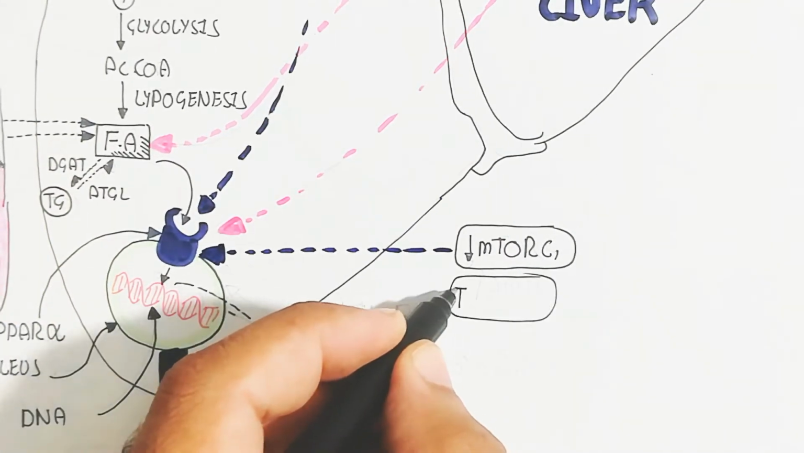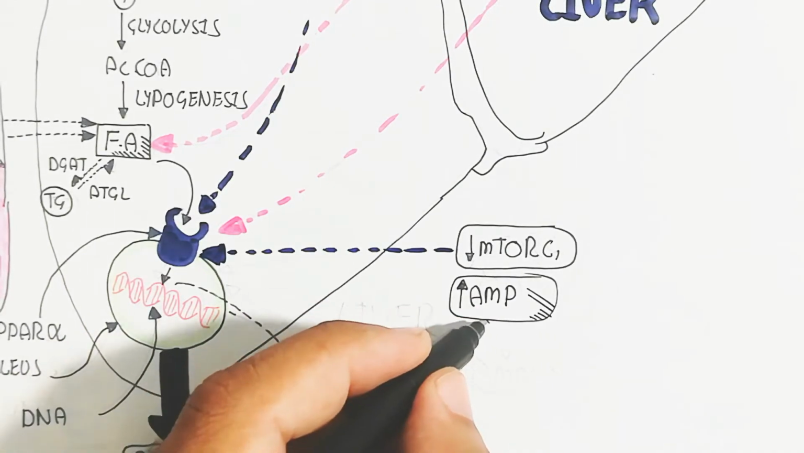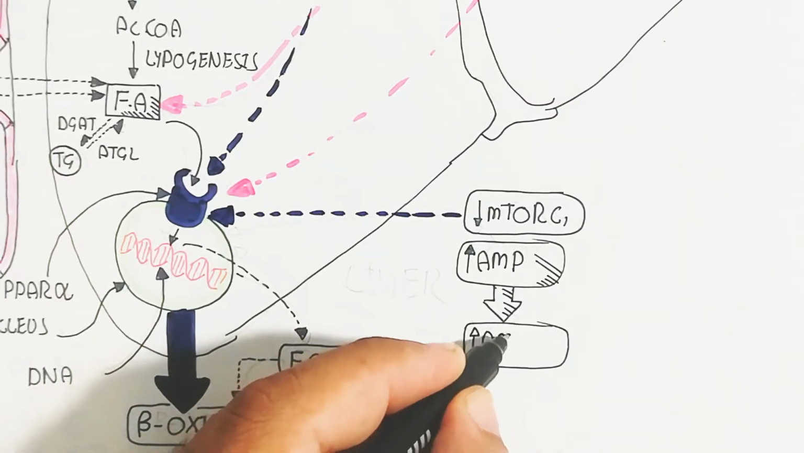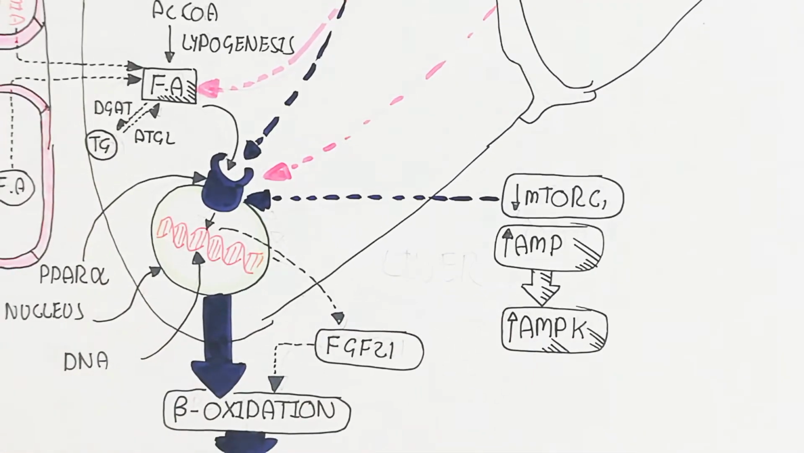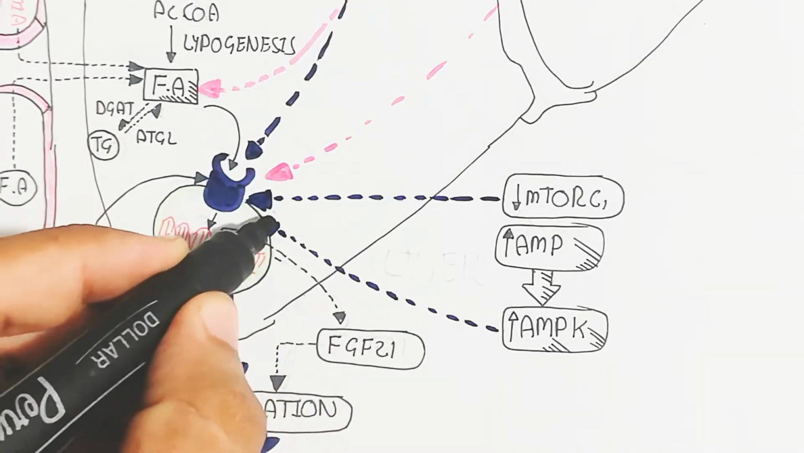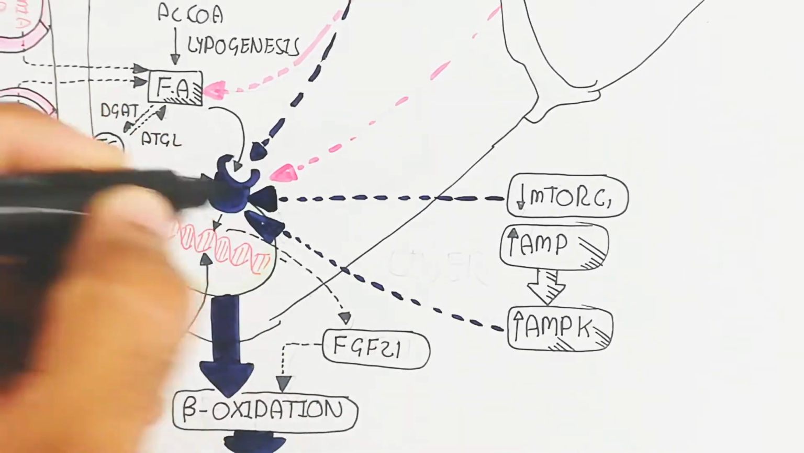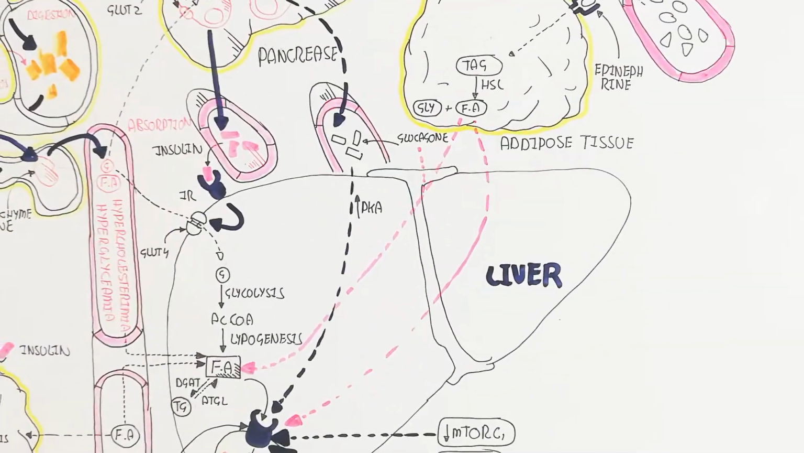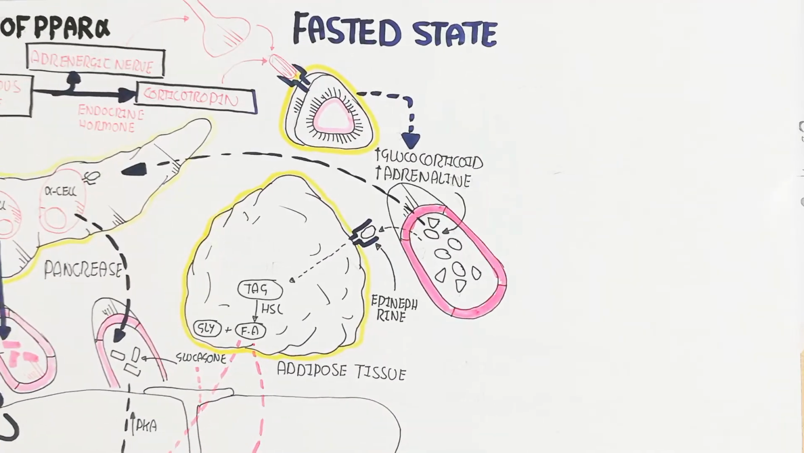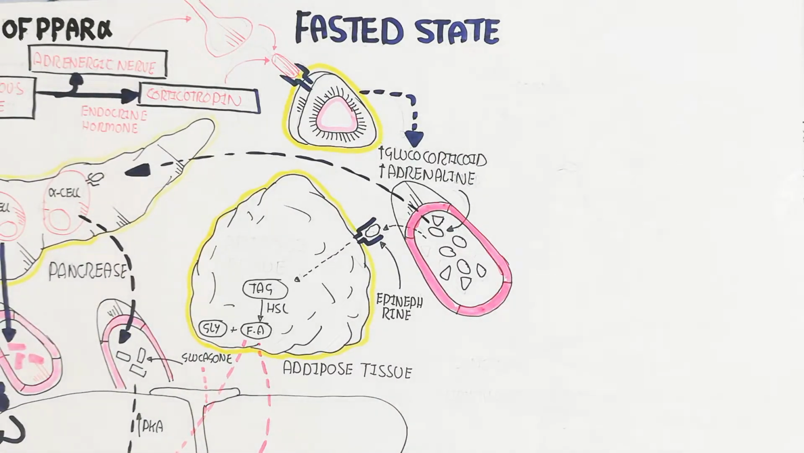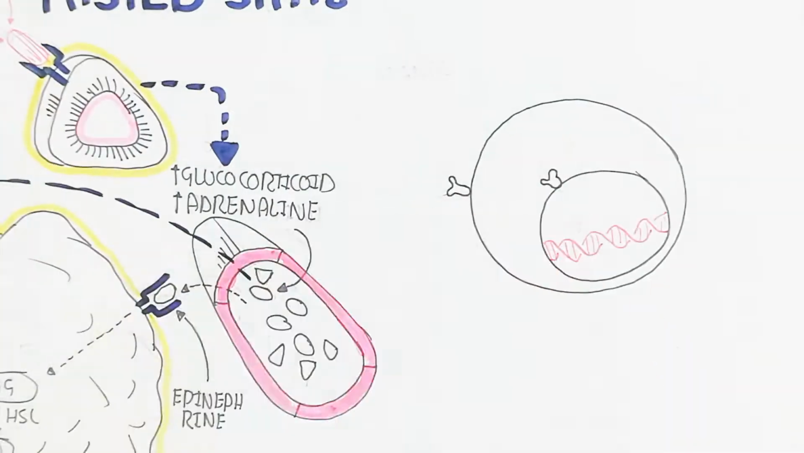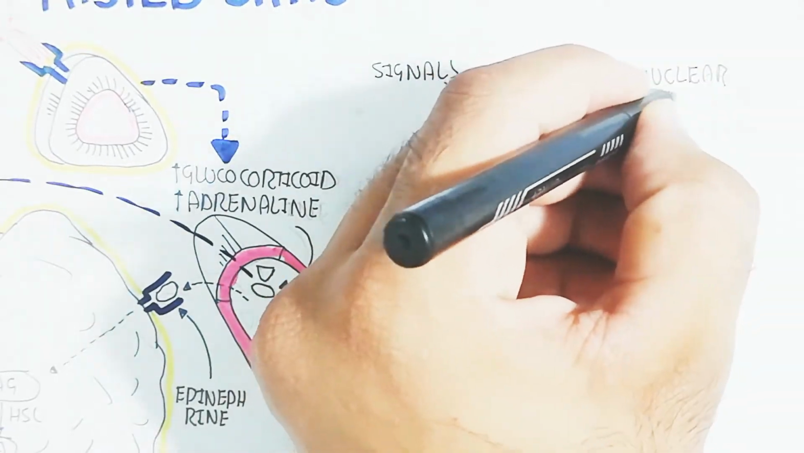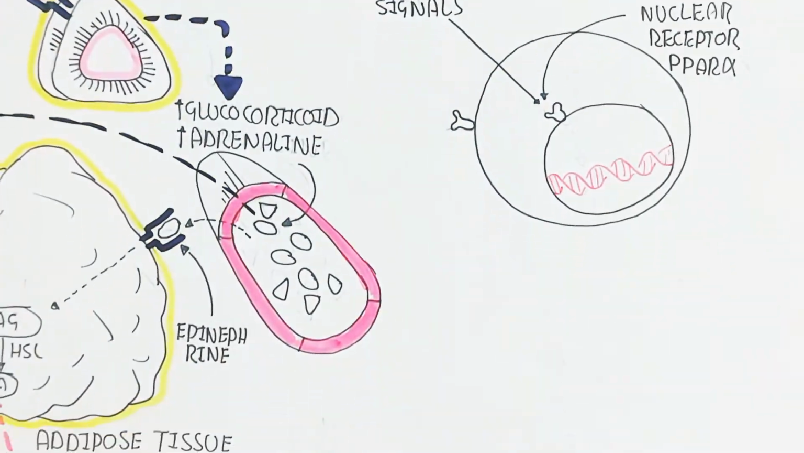And on the other hand, the mTOR C1 complex will decrease due to the fasting state, which will trigger the PPAR alpha also. The AMP, adenosine monophosphate, will increase due to the fasted state and trigger the AMPK pathway, which will also trigger the PPAR alpha. So the PPAR alpha is used for beta oxidation and catabolism and gluconeogenesis and ketone body production, and in this way the keto adaptation due to the PPAR alpha is very important.